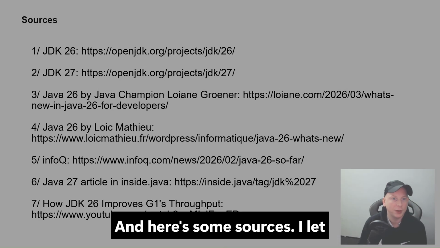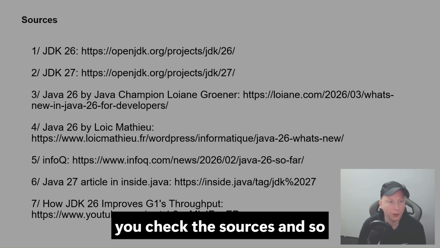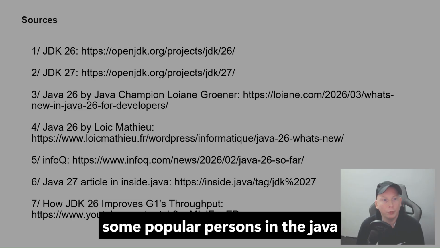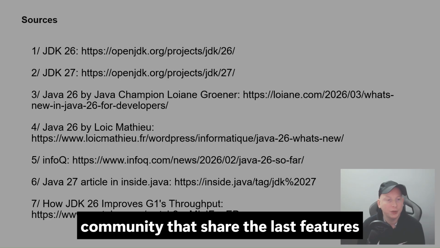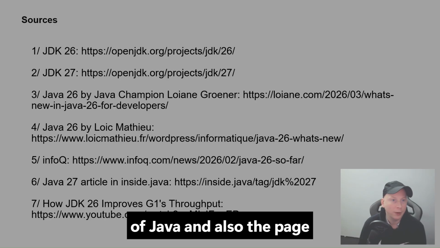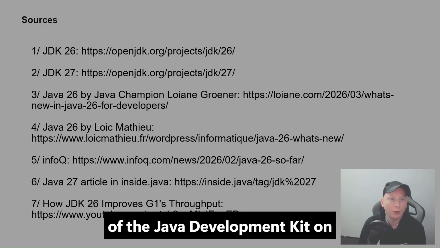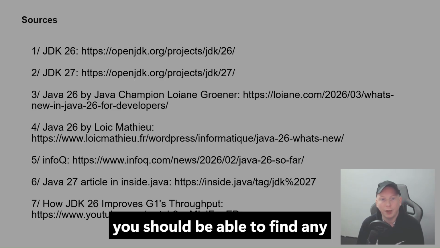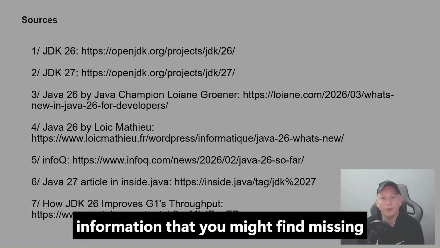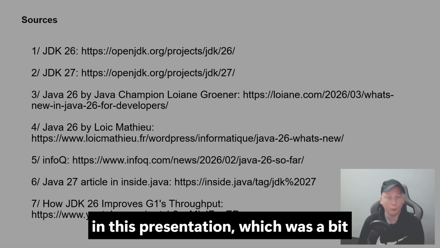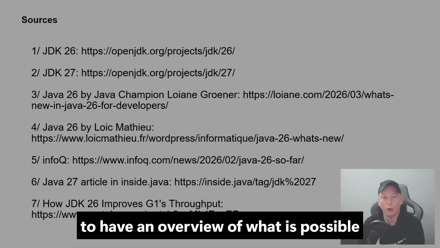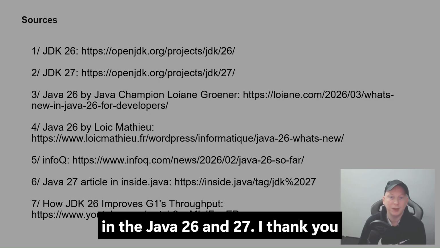And here are some sources. I let you check the sources. You have some InfoQ articles, some popular people in the Java community who share the latest features of Java, and also the page of the Java Development Kit on OpenJDK. With this, you should be able to find any information that you might find missing in this presentation, which was a bit short, but I think was quite enough to have an overview of what is possible in Java 26 and 27.